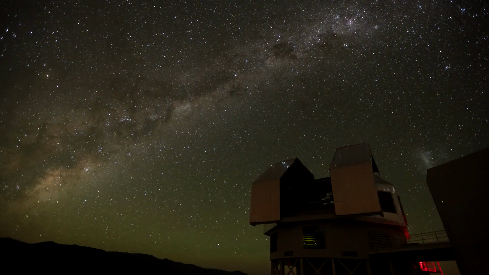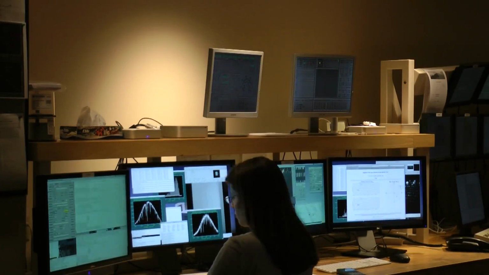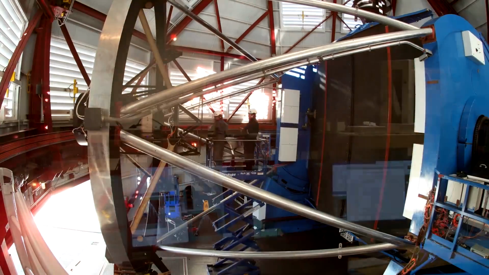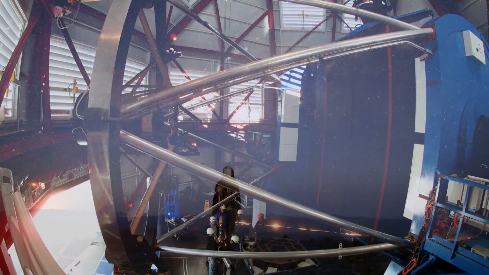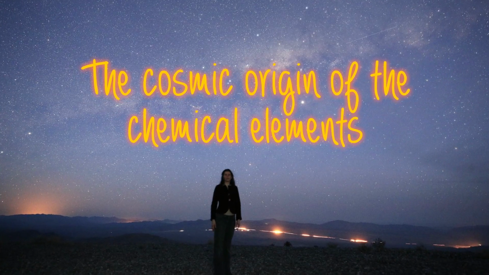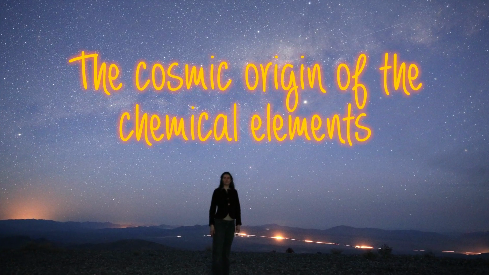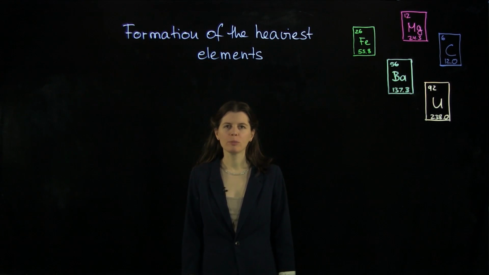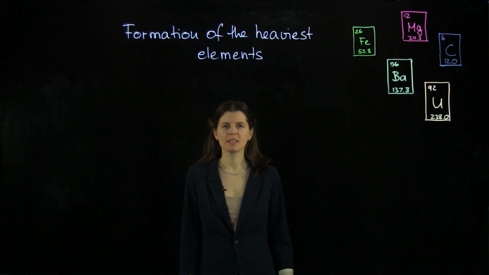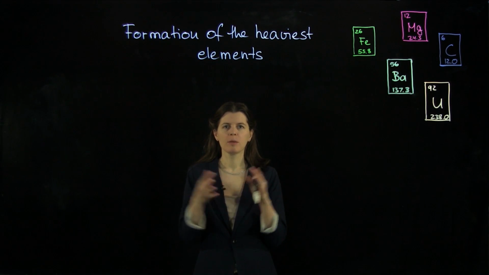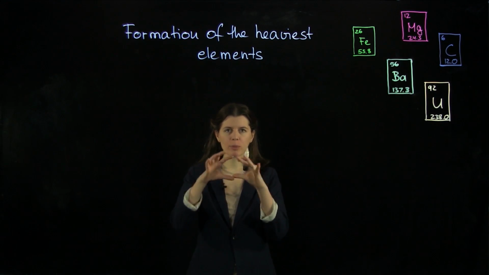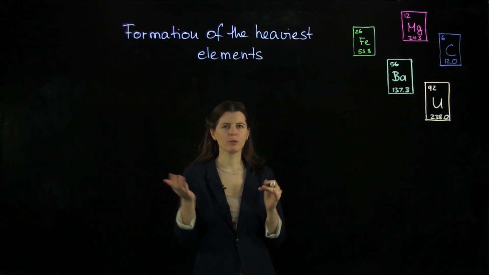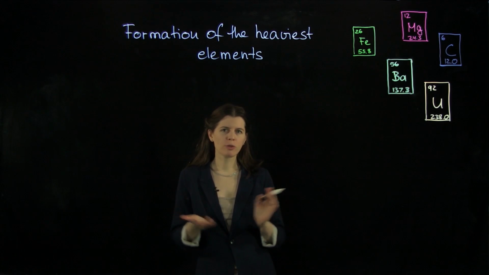Have you ever wondered how all the chemical elements are made? Then join me as we are lifting all the stardust secrets to understand the cosmic origin of the chemical elements. We talked a lot about the lighter elements that are made in fusion processes in the cores of stars. But what about all the other elements from the bottom half of the periodic table? We haven't really talked about those yet. Let's do that.